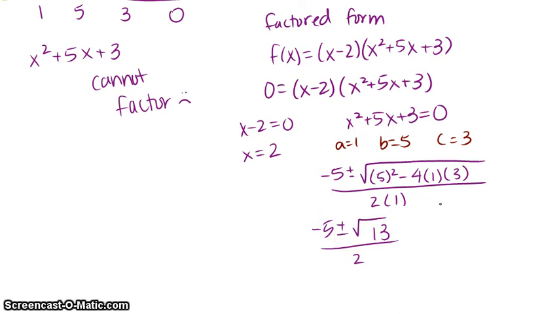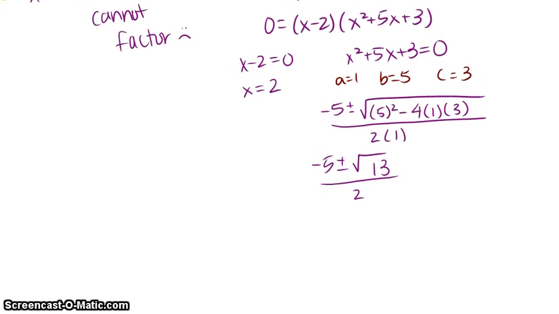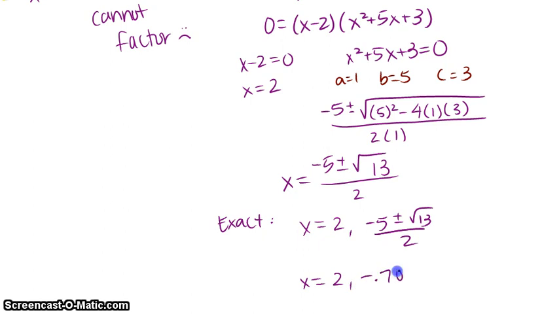I'm going to rewrite this. That's a very big square root. From here, depending on what our answer says, if it says exact answer or rounded answer, we might be able to leave our answer like this. And what this represents is our zeros. Our x equals negative 5 plus root 13 over 2 and negative 5 minus root 13 over 2. If we wanted an exact answer, that would be x equals 2 and negative 5 plus or minus root 13 over 2. But if we wanted a rounded answer, we might get something different. We would get negative 0.70 and negative 4.3.